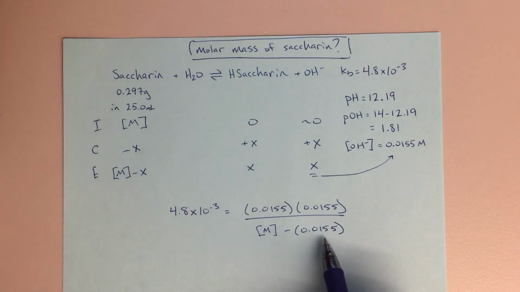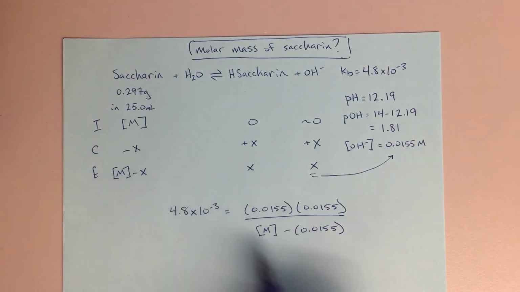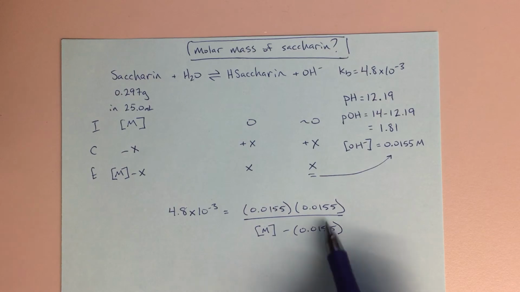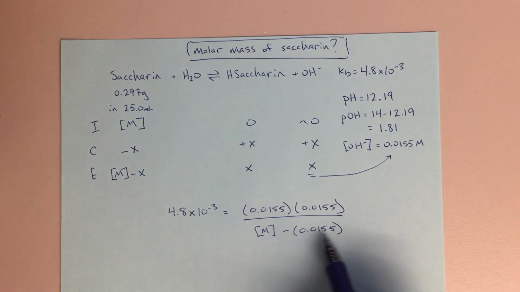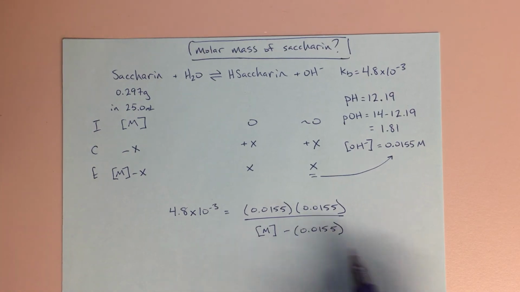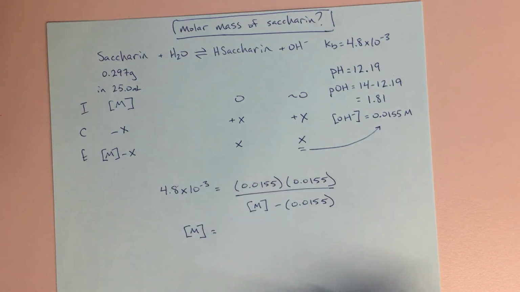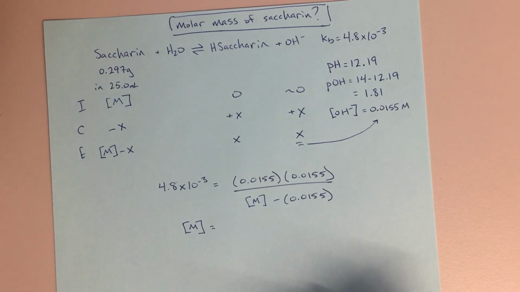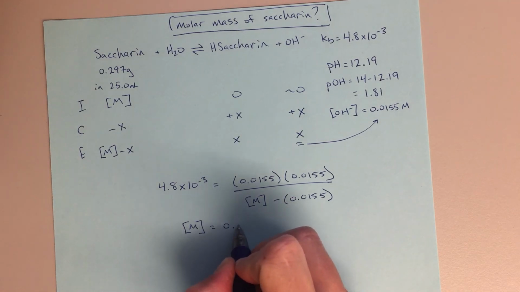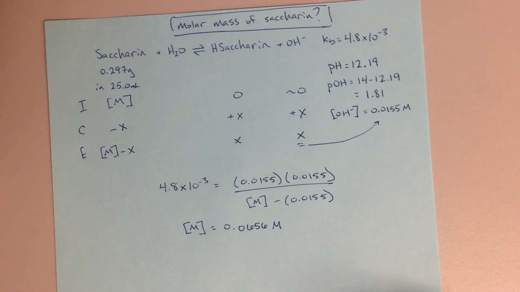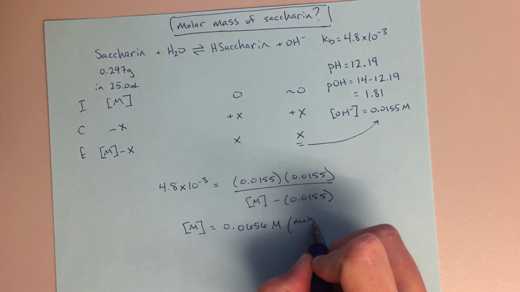And here on the bottom, because this is M minus X, I am going to write that X value in. A lot of us today in class skipped this part because most of the time we're treating that minus X as negligible. If we know what the X value is, we might as well use it. We might as well put it in there. From here, I can solve for my initial concentration of saccharin, and that's going to be equal to 0.0656 molar. And remember that molar is moles per liter.